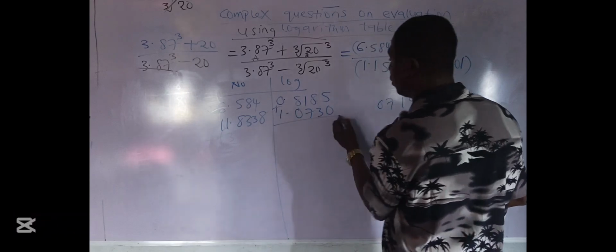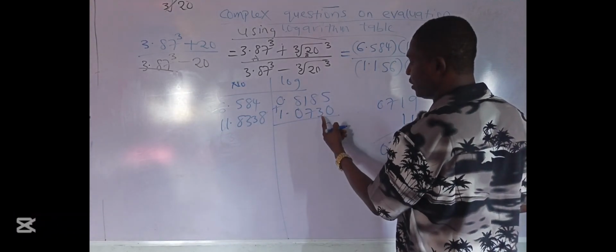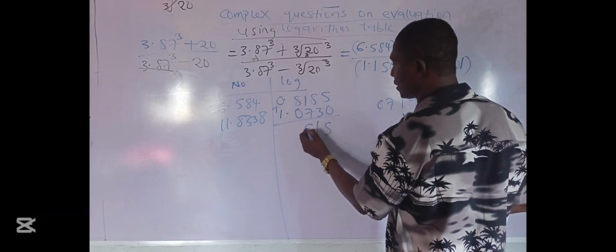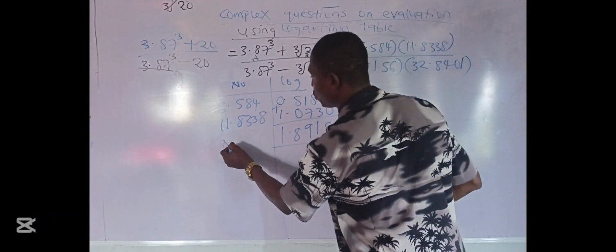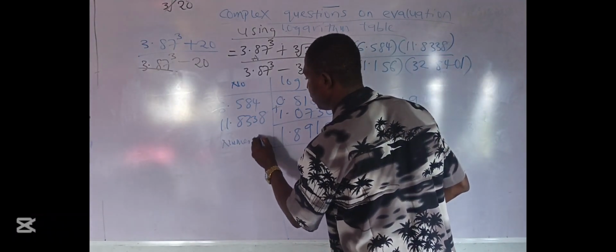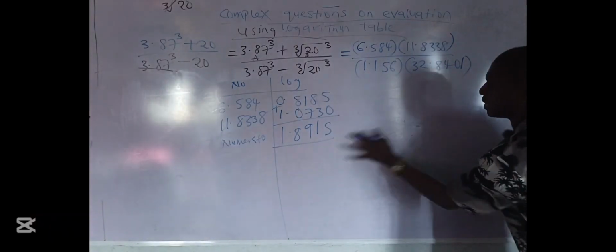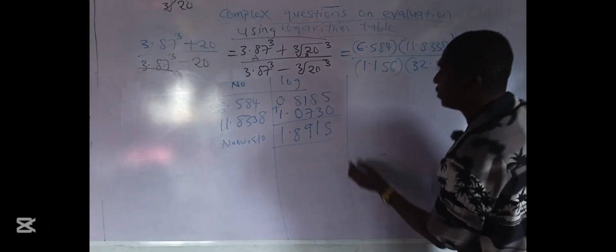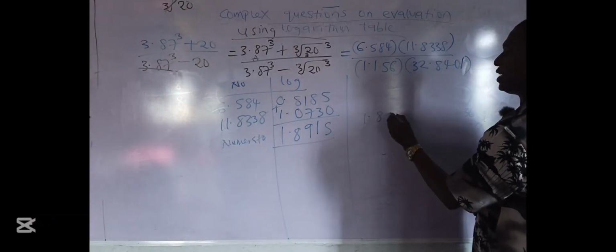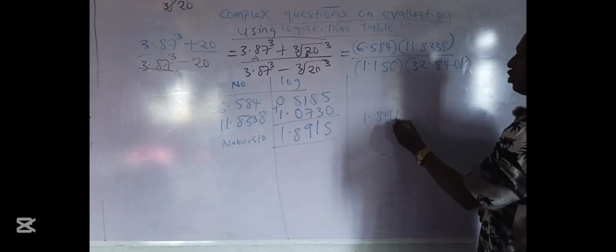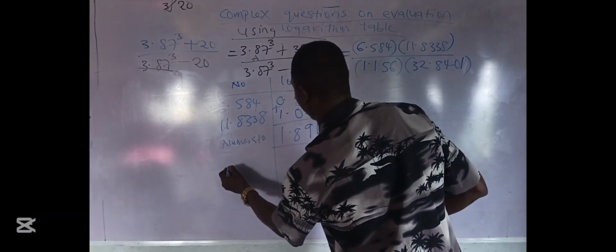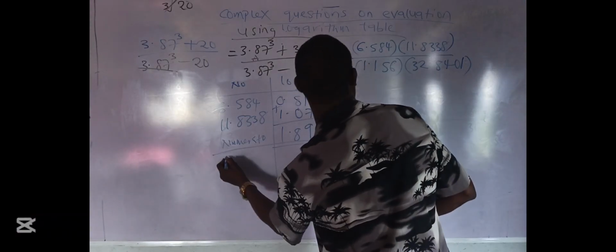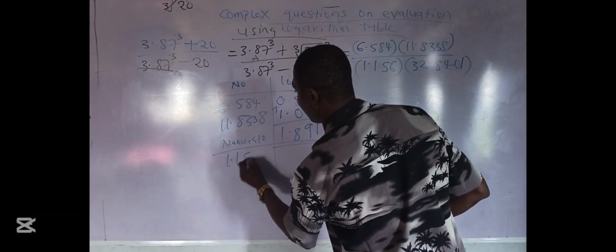So remember we have to add up since it's what? Product. So this will give me 5, 10, 11, 1 carry 1, 8, 9, 8.1. So this becomes my what? Numerator. And I can extend 1.8915. And for the denominator, I have 1.156.